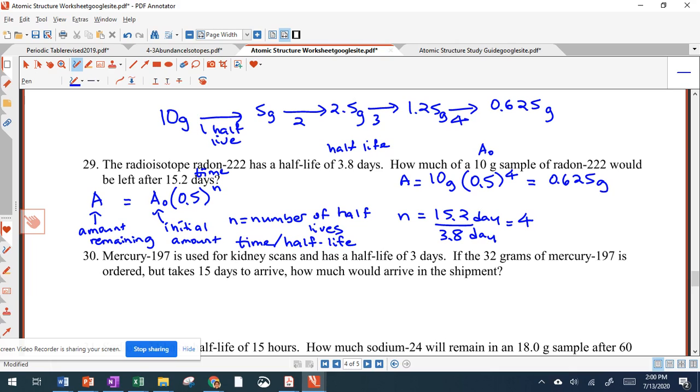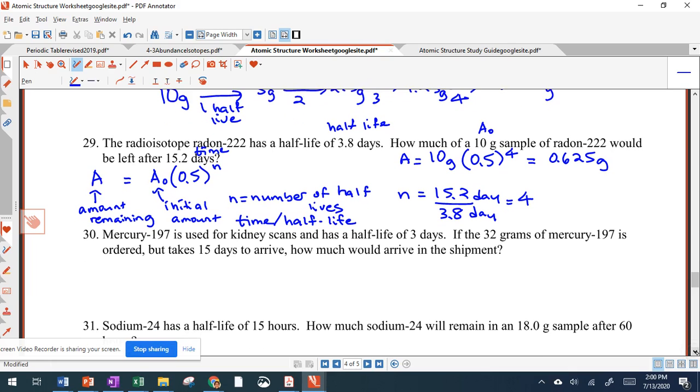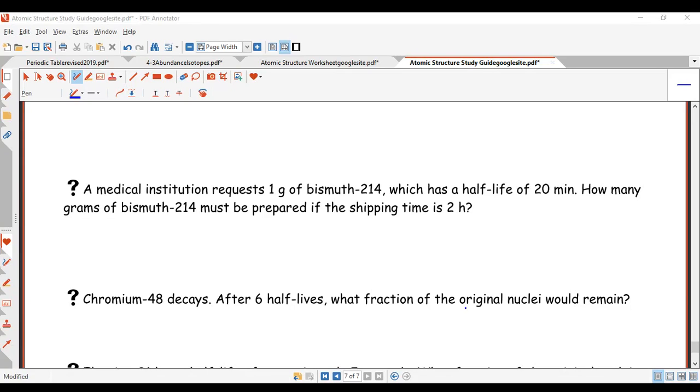So the next problem is a situation where we're having to work backwards. So this problem here: a medical institution requests one gram of bismuth-214, which has a half-life of 20 minutes. How many grams of bismuth-214 must be prepared if the shipping time is 2 hours? So it's telling us that we want to have 1 gram of this when we get it, but we're going to try to figure out how much has to be present initially for this to work. So one of the first things we're going to have to do is figure out what we've been given, and then in this case, we're also going to have to solve for N.